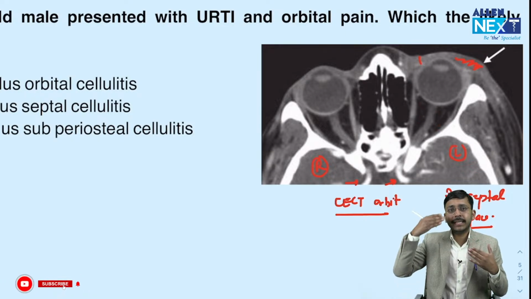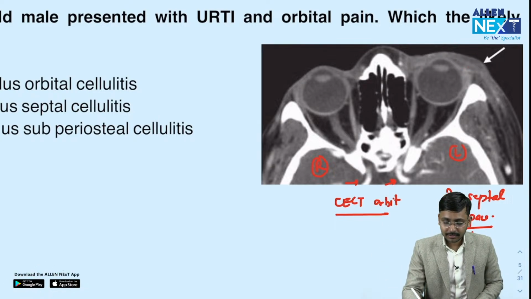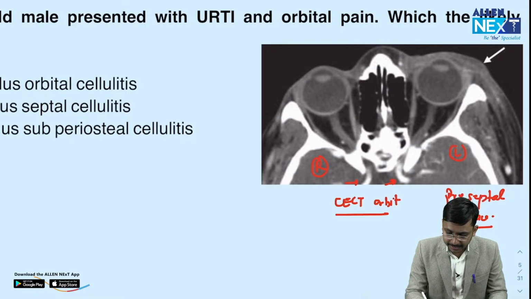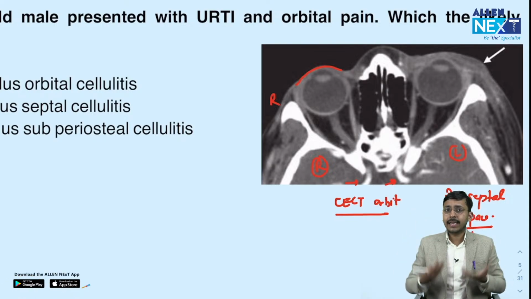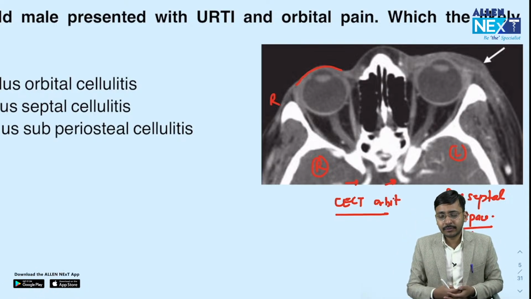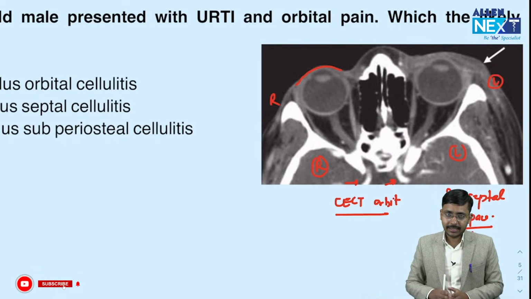But only the pre-septal space, that is the space anterior to the eyeball, will be inflamed or thickened. So you see on the right hand side, the skin anterior to the eyeball, that is the palpebral, the eyelids, are so thin, but here they are inflamed. So this is left side pre-septal cellulitis.